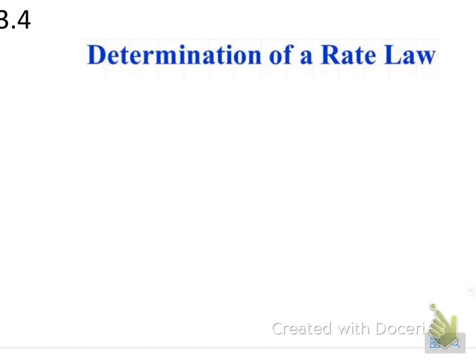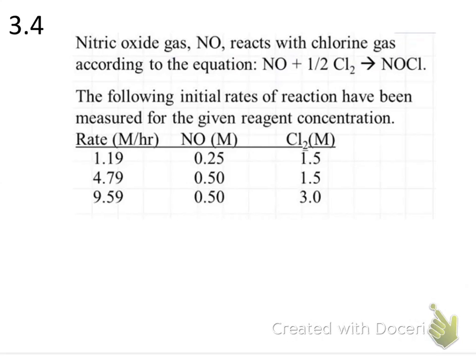Okay, in section 3.4, we're going to look at how to actually determine the rate law based on results of experiments. Let's take a look at a specific example because it's the best way to learn it. Here we have nitric oxide reacting with chlorine according to the equation that's given. We have run experiments where they have changed concentrations of their two reactants. It says the following initial rates of reaction have been measured for the given reagent concentration.